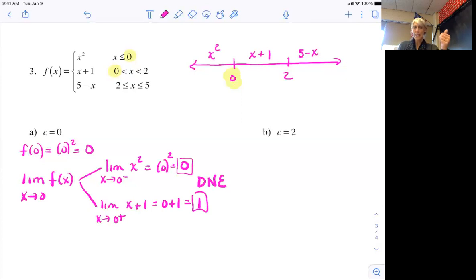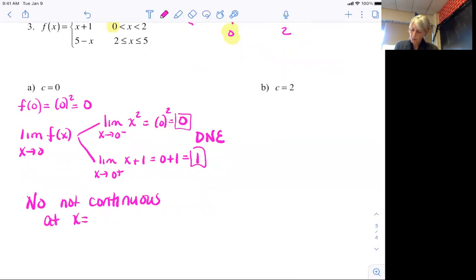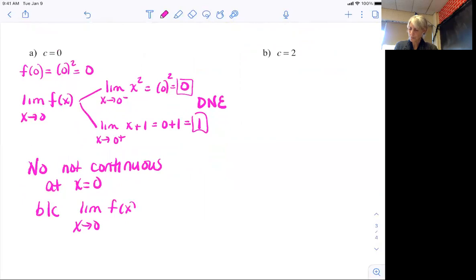Plug in a number, I got an answer. I evaluate the limit, I did not get an answer. So no, not continuous at x equals 0 or c equals 0. And if you had to explain why, because the limit as x approaches 0 does not exist.